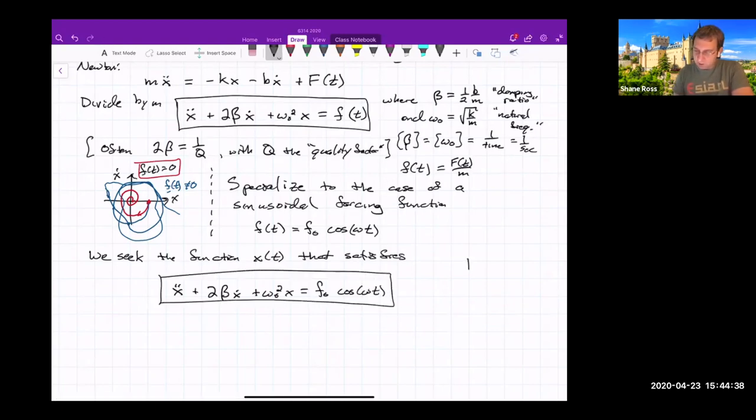So this forcing has an amplitude f naught, right? And it's going to go sinusoidally with the period 2 pi over omega. Not omega naught, but omega.